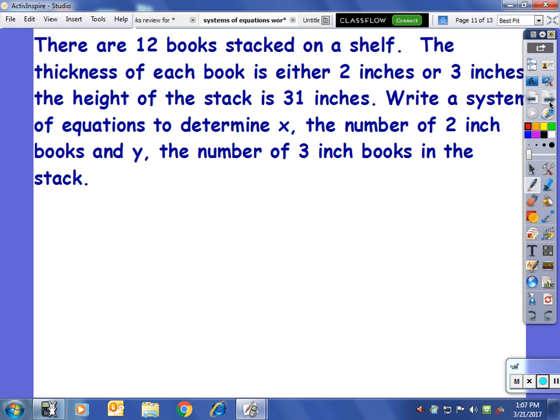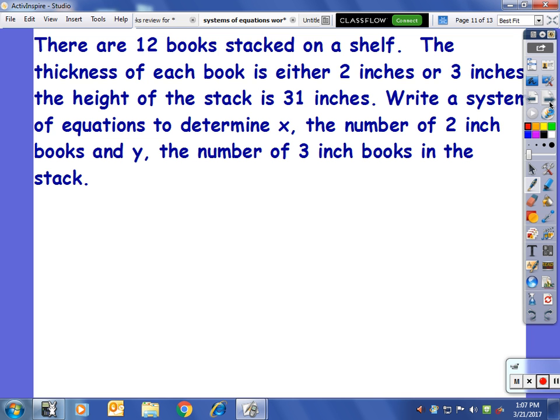Okay, now, this is the actual question that was on the end of course exam a few years ago. They like to pick strange situations. It's not about money, it's not about cost of items, it's not about tickets. It's about how high a stack of library books is.